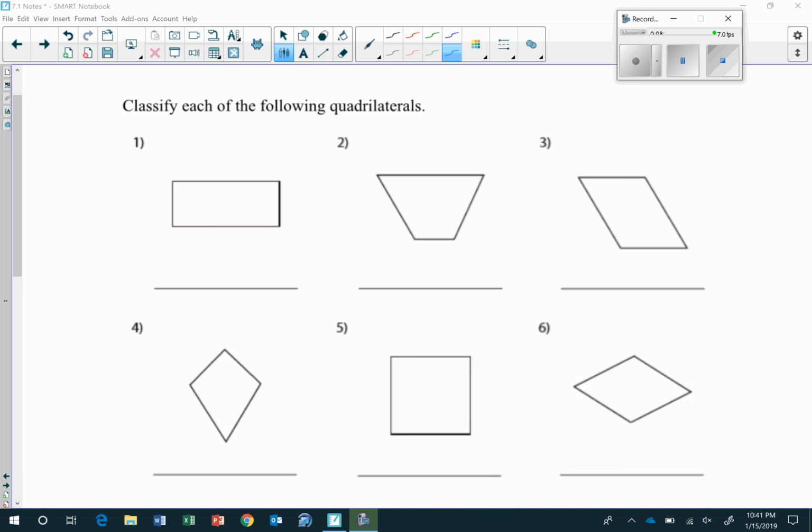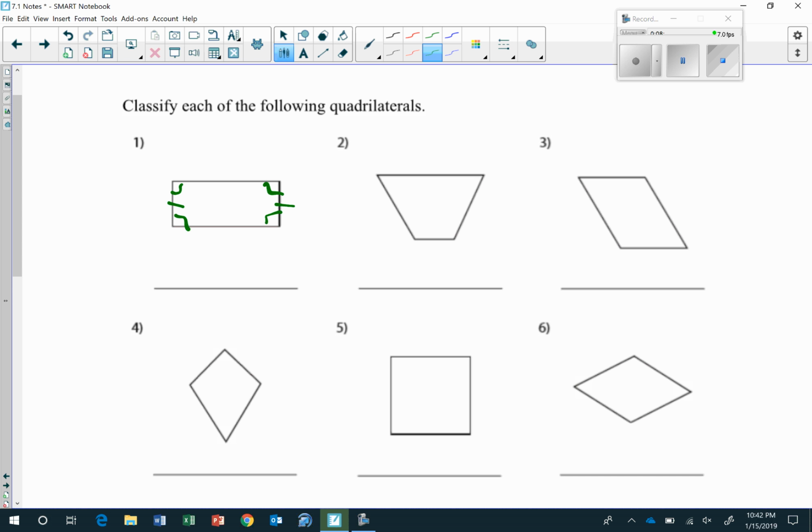On the last page, it says to classify each of the following quadrilaterals. So it's telling us that they're all quadrilaterals, meaning they all have 4 sides. Some of them may have more than one name that we can call them, but we're going to call them the most specific one. So if you look at this first one, got 4 right angles, which automatically tells me it's either a rectangle or a square.